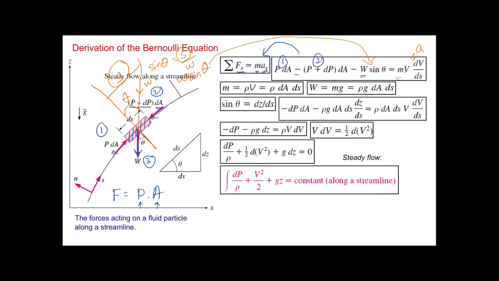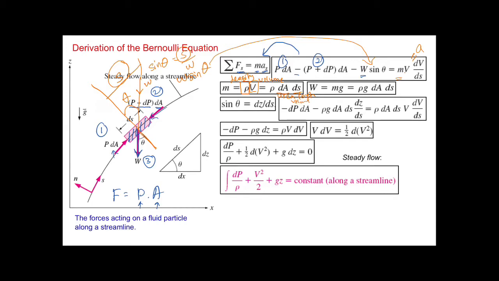Firstly, we look at the M. M, the mass of the particle, is also equal to rho times V. Careful, V here is not velocity, but it's actually the volume of the particle. Rho is the density of the particle. So rho times volume is equal to rho times dA times ds. dA is the area, ds is the length of the particle, so it becomes volume.